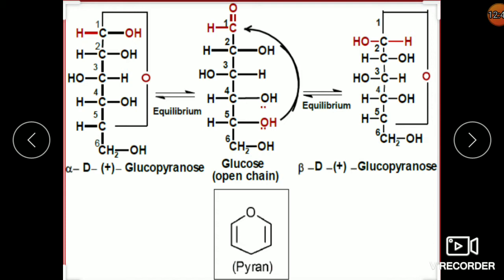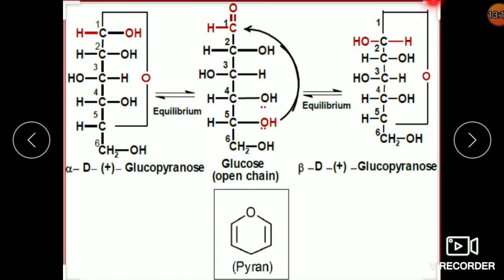So your structure becomes like this: the first carbon, which earlier was an aldehyde group, now has one hydrogen on one side and one OH group on the other side, and it is connected to carbon 5 with an oxygen. So carbon 1 and carbon 5 are joined with the oxygen, the OH and H groups are there, and the rest of the things are the same. Okay, so you are getting a ring structure now.